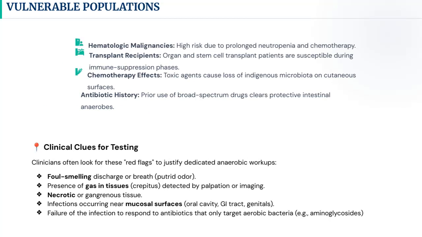When clinicians suspect an anaerobic infection, they look for certain red flags, signs that point to trouble beneath the surface. Foul-smelling discharge or breath, for example, can be a clear clue. So can the presence of gas in tissues, something we can feel or see on imaging. Necrotic or gangrenous tissue is another warning sign. Infections near mucosal surfaces, like the mouth or gut, raise suspicion too. And if the infection doesn't respond to antibiotics targeting only aerobic bacteria, that's a big hint.